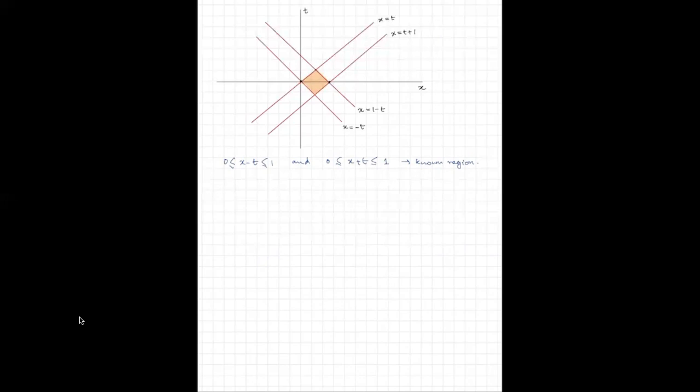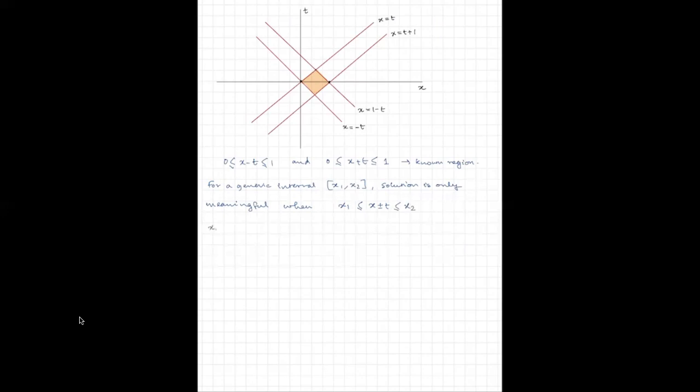Now, for a generic solution, for a generic interval, say x1, x2, the solution is only meaningful when x1 is less than or equal to x plus or minus t less than or equal to x2. This determines a rectangle in this xt plane.